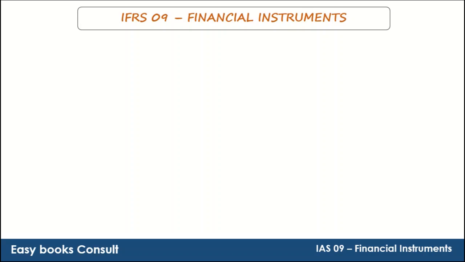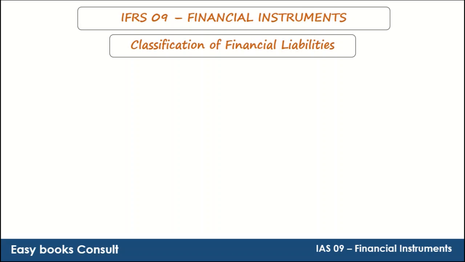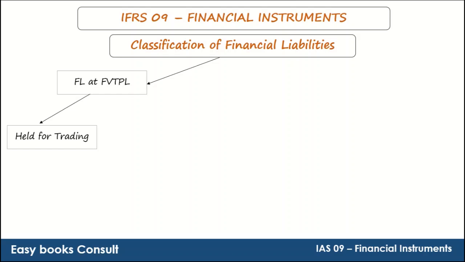Now, let us talk about the classification of financial liabilities. IFRS 9 classifies financial liabilities into two categories. The first one is financial liabilities at fair value through profit or loss, and here the liabilities that are held for trading and liabilities that are designated at fair value through PL are classified.